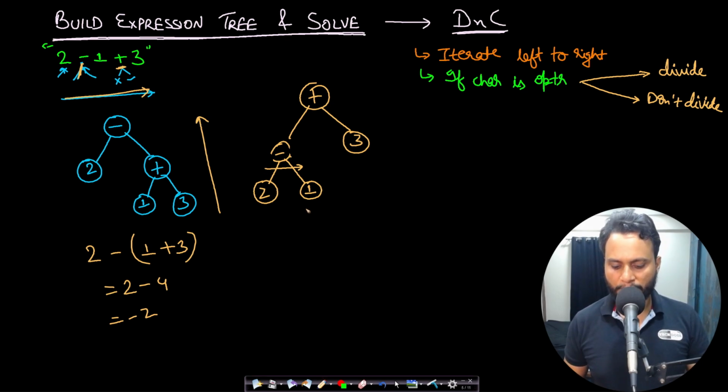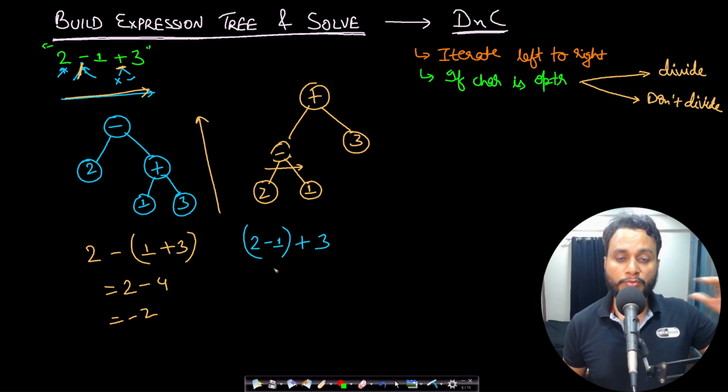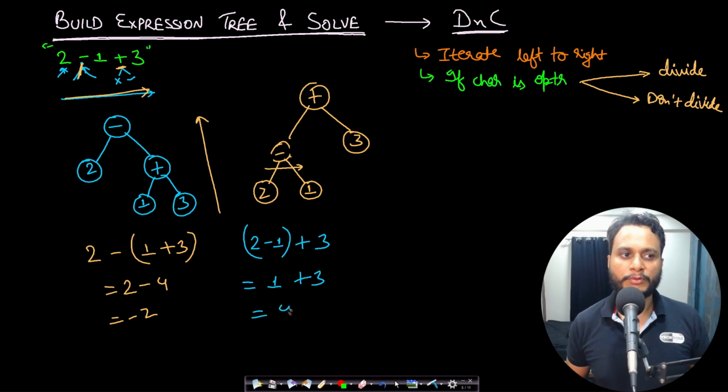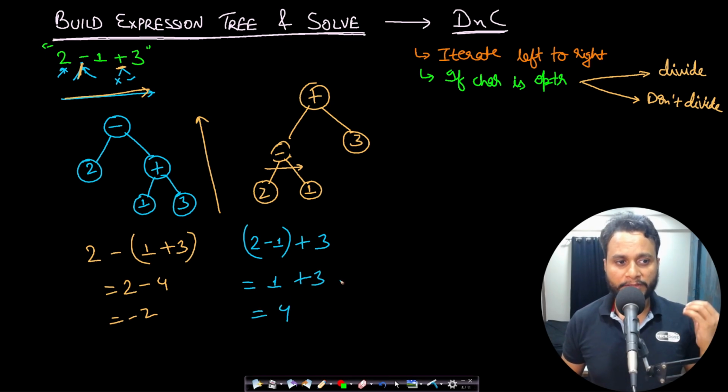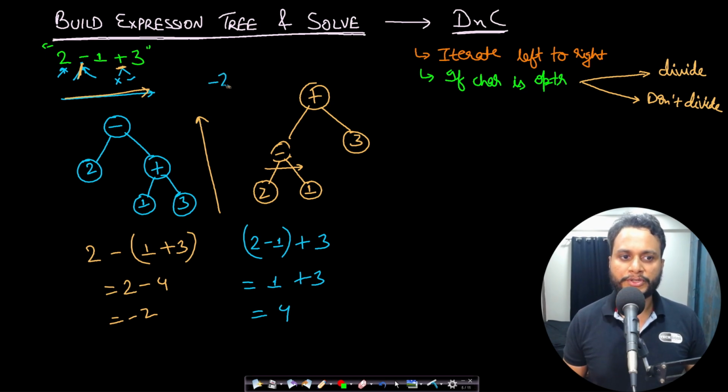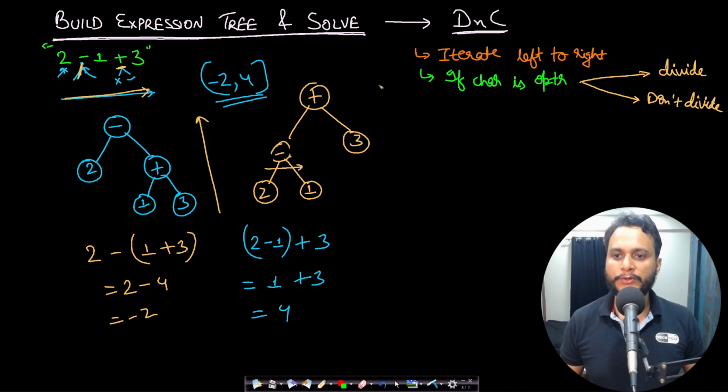Now this is equivalent to writing 2 minus 1, you calculate 2 minus 1 first and then add 3 to it, because minus is at a lower level than plus. If you calculate it, you will get 1 plus 3, which equals 4. And there are no other ways of dividing this entire expression, so our answer should return minus 2 comma 4 in any order, and this is what we are trying to solve.